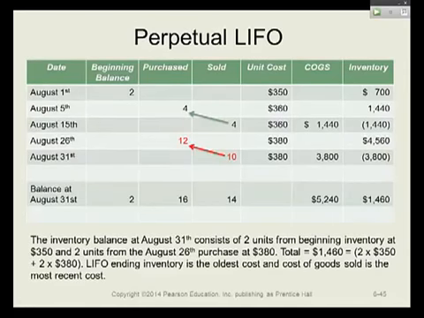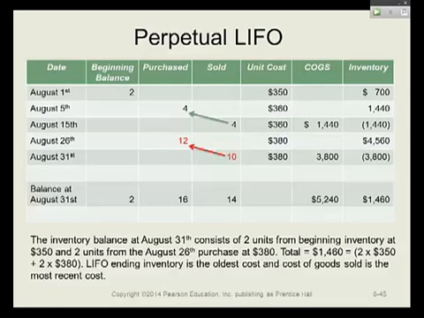All right, so let's go through our example, and I'm going to put this up on the doc cam again so I can point some things out to you. This is on slide 45. Once again, we have our company starting on August 1st with 2 units at $350. Then they buy 5 units at $360, and that would give you $1,440 added to the inventory.